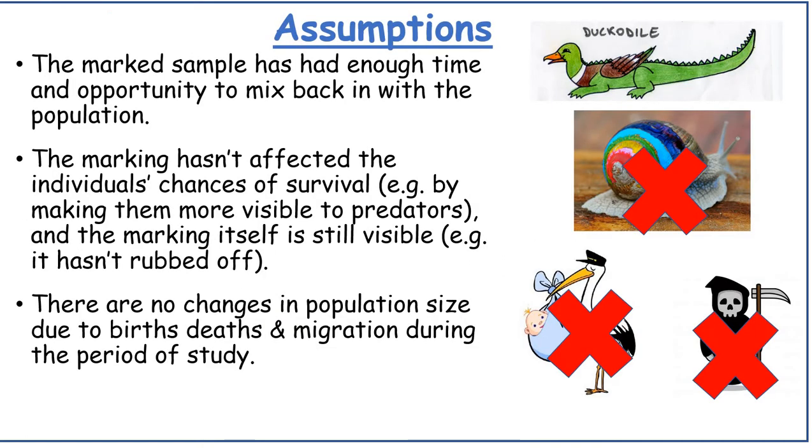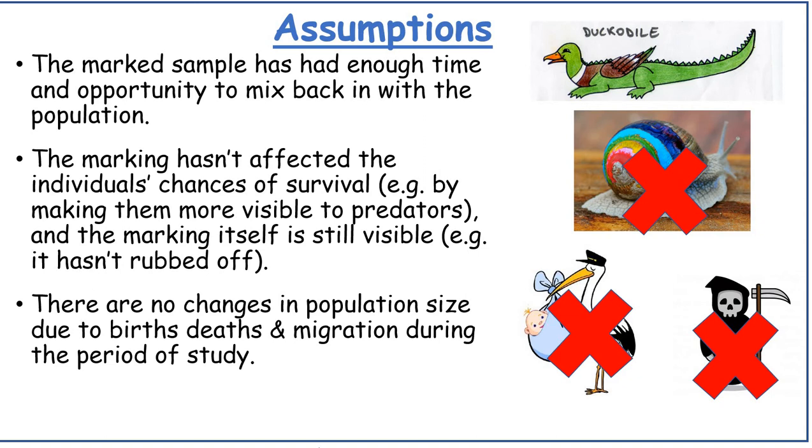Now there are some assumptions that are made in the mark, release, recapture method. They are: the marked sample has to have enough time and opportunity to mix with the population. The marking hasn't affected the individual's chance of survival, for instance by making them more visible to predators, and the marking itself is still visible, it hasn't rubbed off. You don't want something that's just going to be washed off.